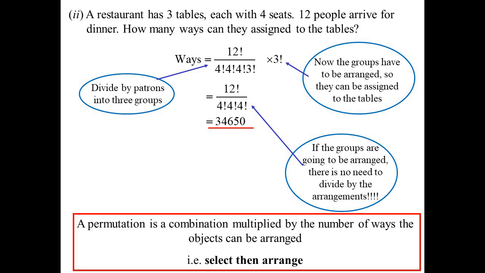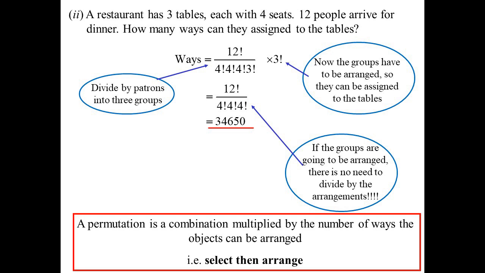A permutation, so what we've been looking at in the past few days, is really the same as this. A permutation is a combination multiplied by the number of ways the objects can be arranged. So some people, when they're looking at these questions, solve it by going, I'm going to select, then I'm going to arrange. I'll select the people, then I'll arrange the people. So they do the combination first, then multiply it by the arrangements, turn it into a permutation. And it can be a useful way of thinking about some problems.